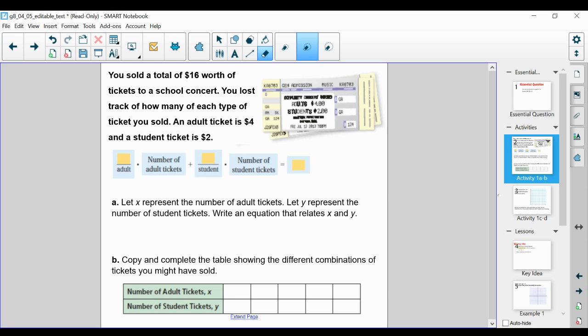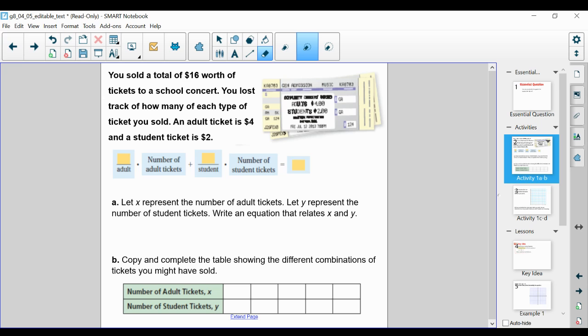It says you sold a total of $16 worth of tickets at a school concert. You lost track of how many of each type of ticket that you sold, but you know an adult ticket is $4 and a student ticket is $2. Remember, it's asking us to let X represent the number of adult tickets and Y the number of student tickets. So let's write an equation that relates it. Try it out.